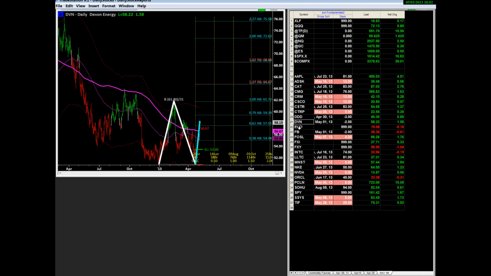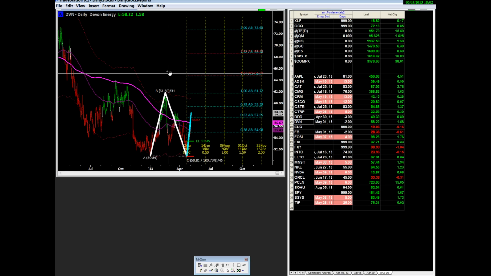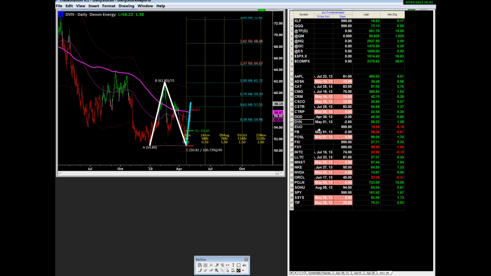Another one I talked about is Devon Energy. Devon Energy has a double bottom pattern, and they recently had their earnings also. Today it bounced up quite a bit, about $1.58. So it is again in the double bottom pattern, and it's moving up. Its target would be about 61.75.